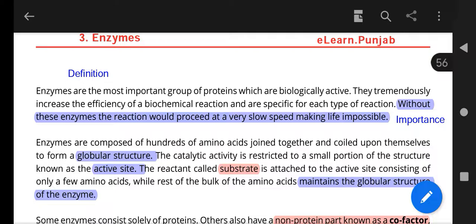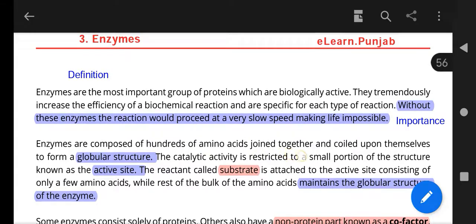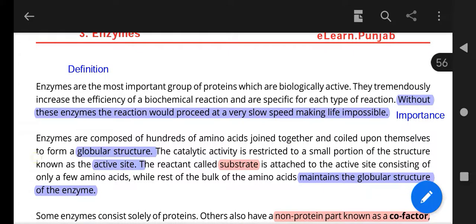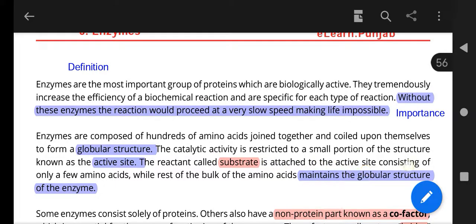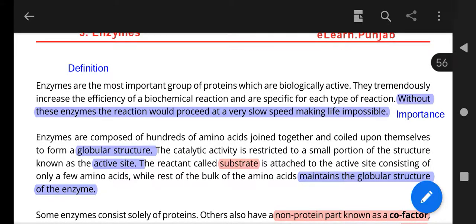And what is a substrate? The substrate is the substance that the enzyme acts on, and any substance that the enzyme acts on is called a substrate, and after that it will convert into the product. So let's start with the definition. The catalytic activity is restricted to a small portion of the structure called the active site, and the reactant substrate is attached to the active site, consisting of only a few amino acids.